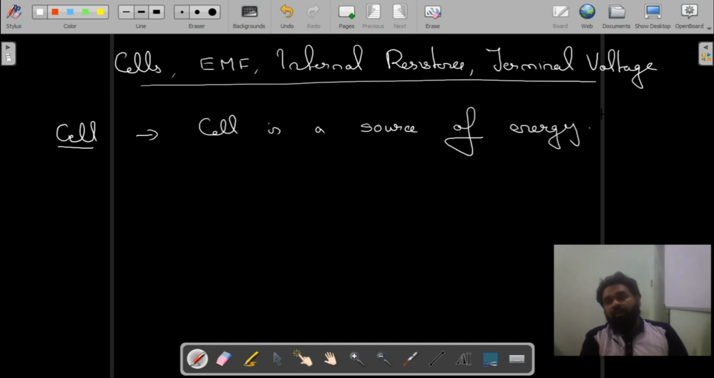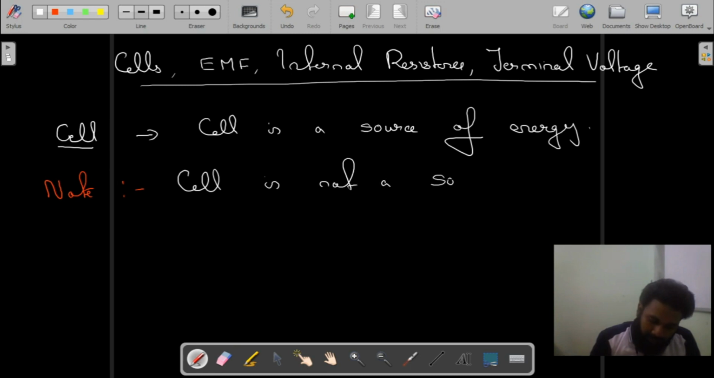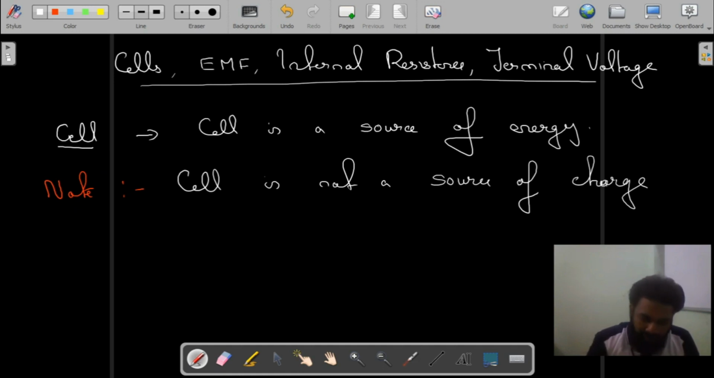Many students used to think a cell is a source of charge. A cell is not a source of charge. First we should clear that misunderstanding. Just note it down: cell is not a source of charge. Point by point we will analyze.